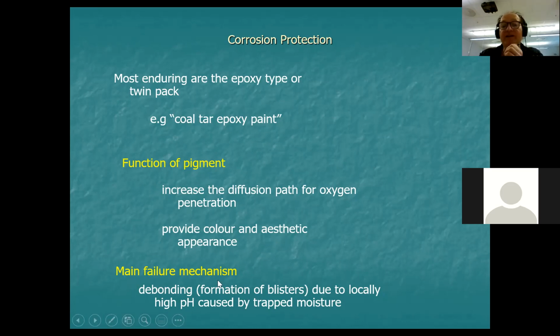The main failure mechanism is what we call debonding, which generally is the formation of blisters or bubbles. And this is due to the trapping of moisture or water underneath the film. I've already given you some examples of this happening previously, but I'll mention one or two more. And this often causes a change in the pH. Usually it becomes higher.